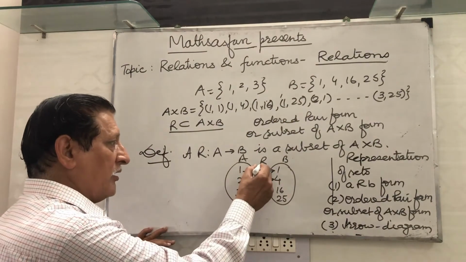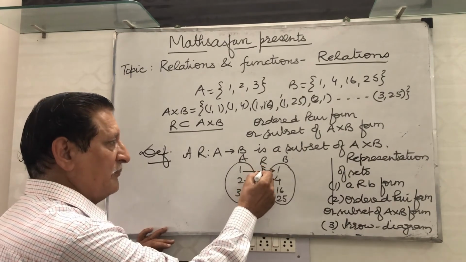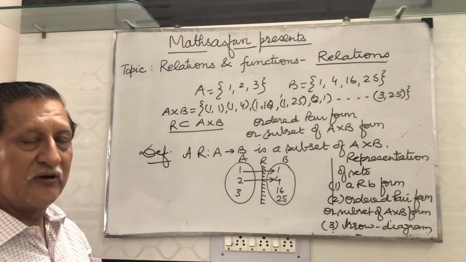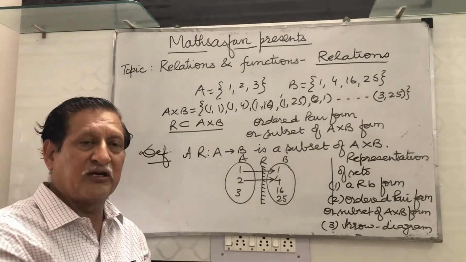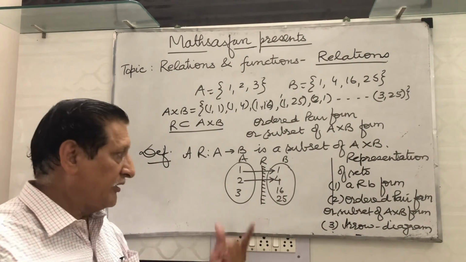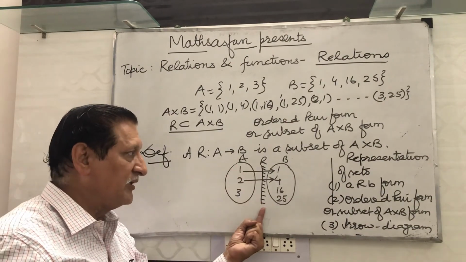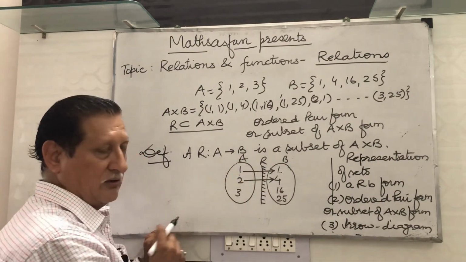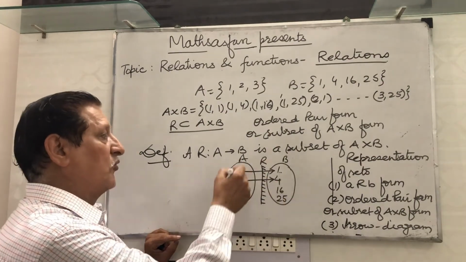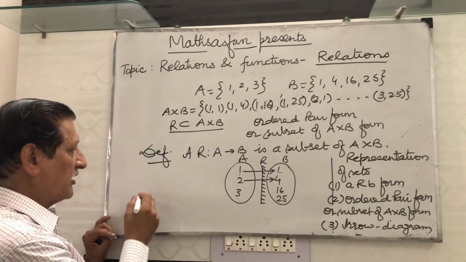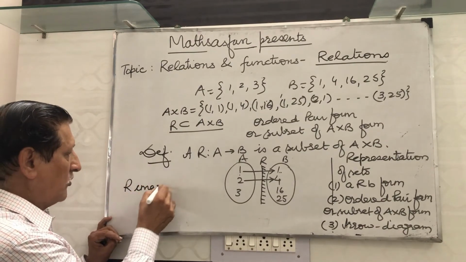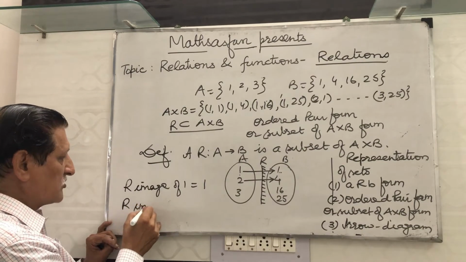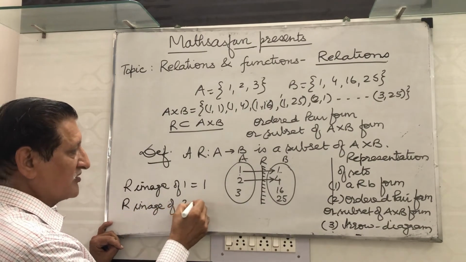We know R can be taken as a mirror between A and B. In a mirror, if we keep objects in front of it, we see the image of that particular object in the mirror. And here also R is acting as a mirror, in which 1 has been related to 1, meaning 1 is the image of 1. 2 is connected to 4, meaning 4 is the image of 2. So we can also say here R image of 1 is equal to 1, and R image of 2 is equal to 4.